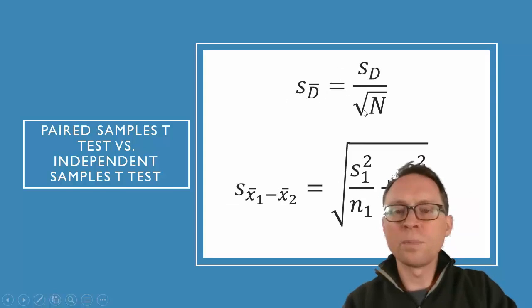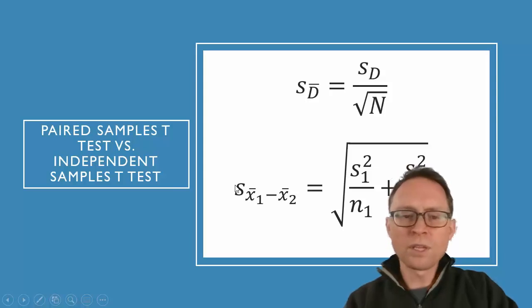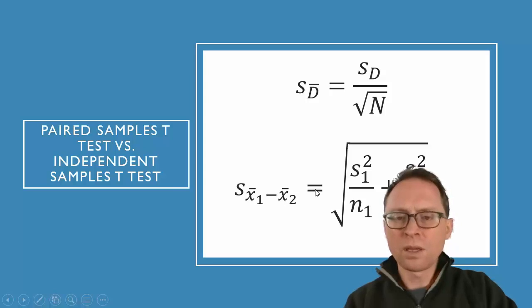Remember, for the paired samples t-test, we took the standard deviation of the difference divided by the square root of n. Well, in this case, the standard deviation of X bar sub 1 minus X bar sub 2 is the square root of each of the variances divided by its n. So this s squared, the standard deviation squared, is the variance, remember? And remember, sub 1, that means psychology majors. So this is the variance of psychology majors divided by n sub 1.